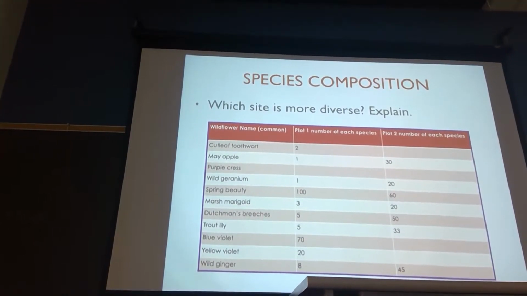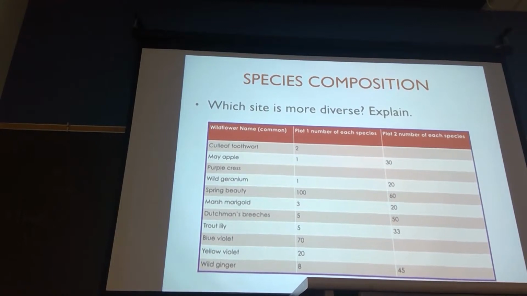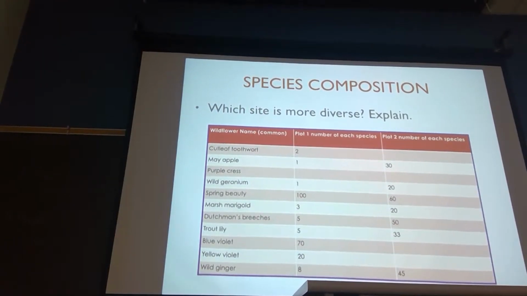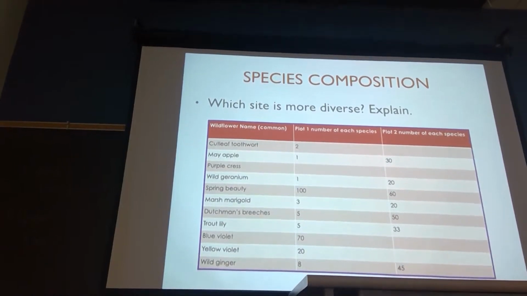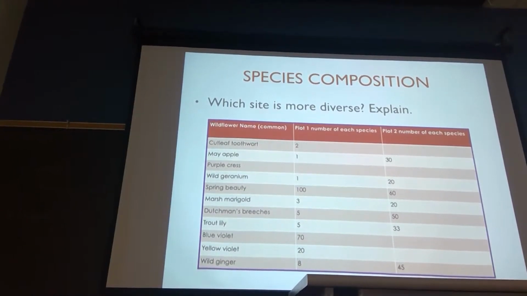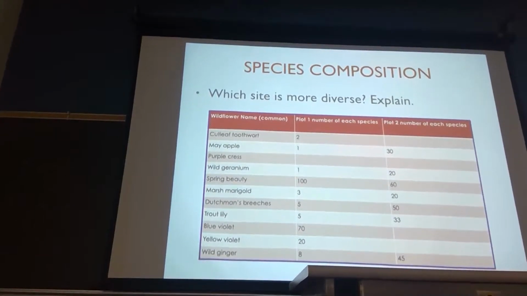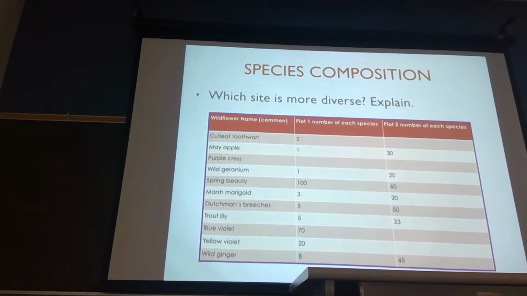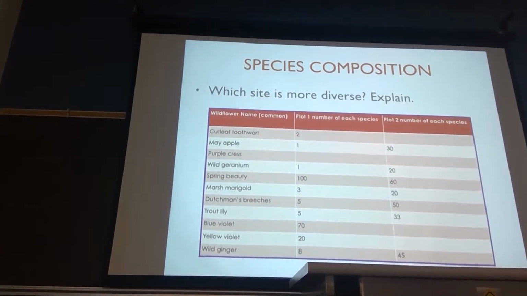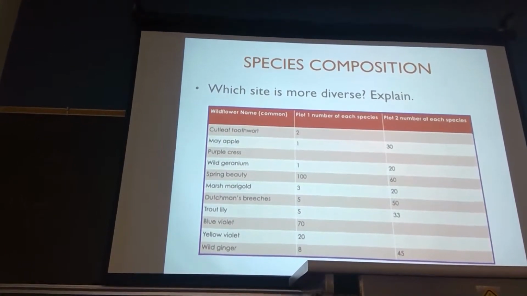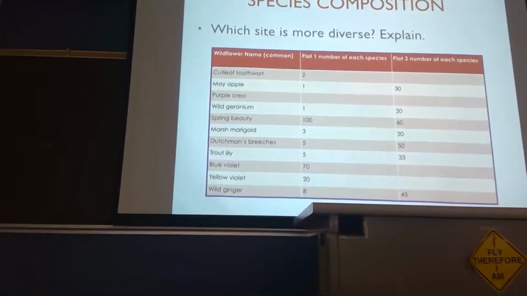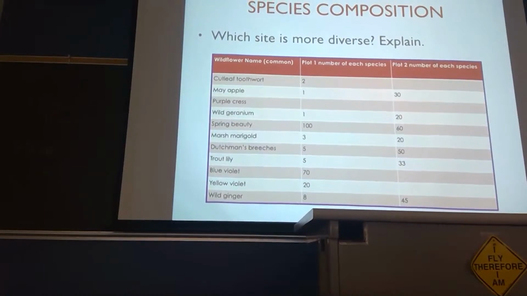Why? Because the numbers are more abundant in the few categories and with the very few. There just seems to be like a lean in one direction. Like there's a lot of blue violet, a lot of yellow violet, a lot of spring beauty, whereas in the other ones they're kind of more evenly numbered. Okay, that's what I was waiting for you.